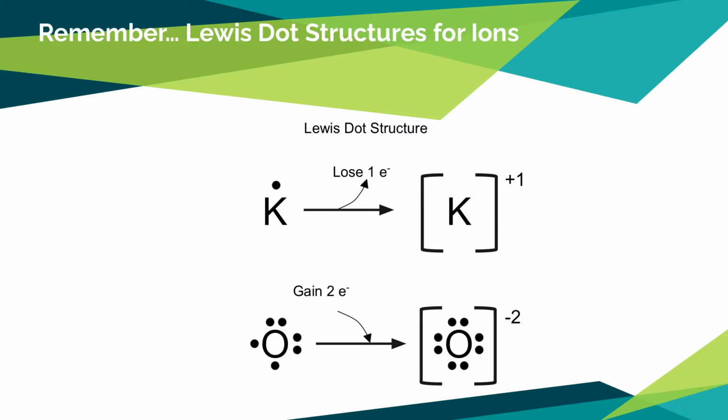You recall from the Lewis structure for ions, for potassium, potassium has one valence electron. It loses that electron and it becomes a +1 ion. For oxygen, it gains 2 electrons and it becomes a -2 ion.